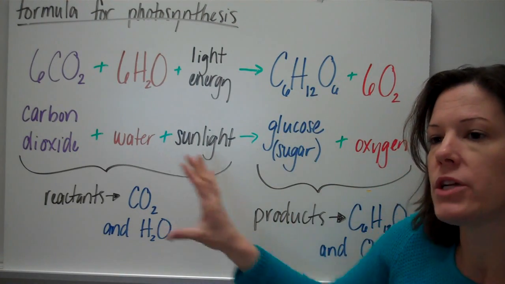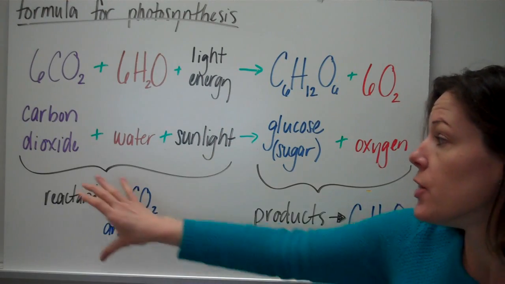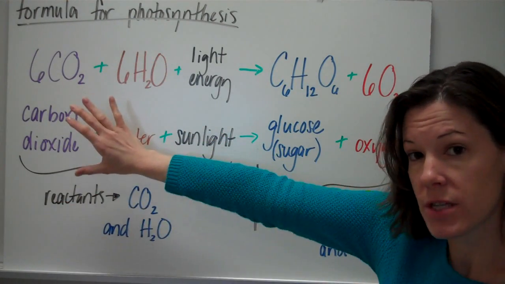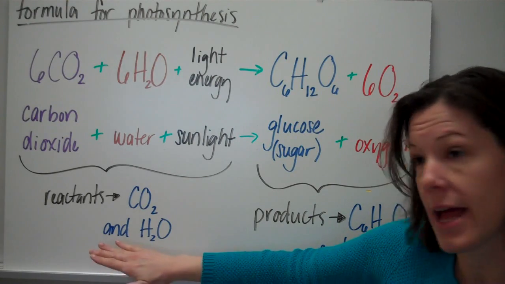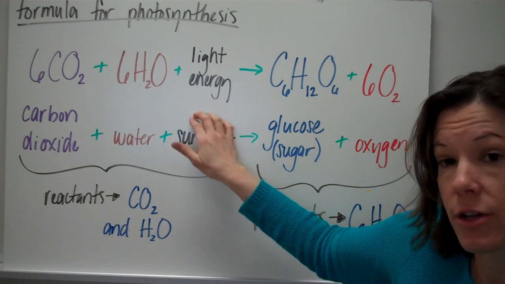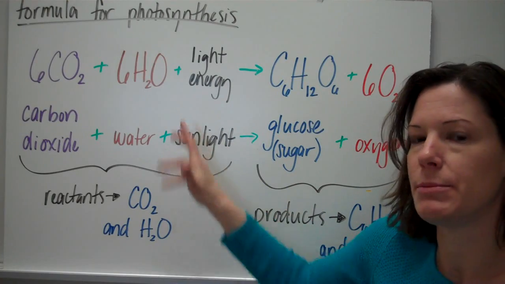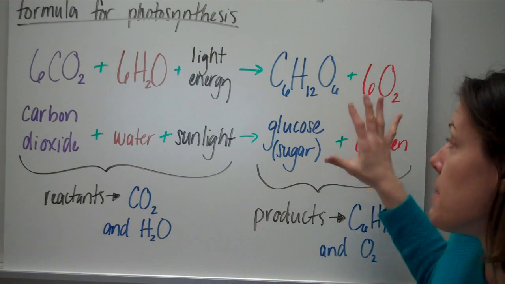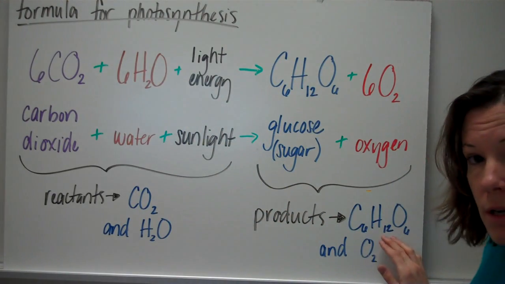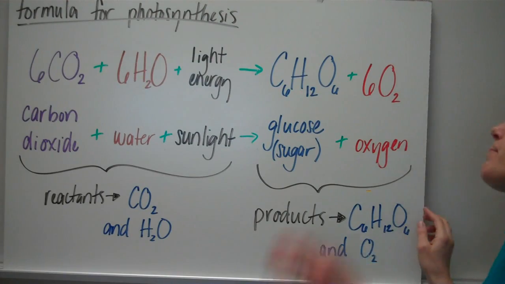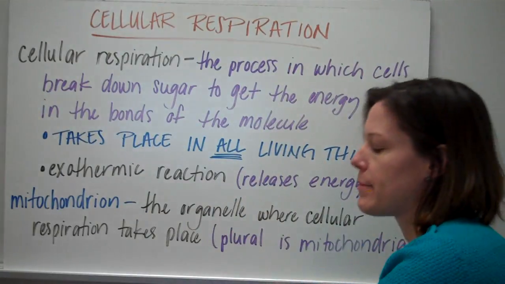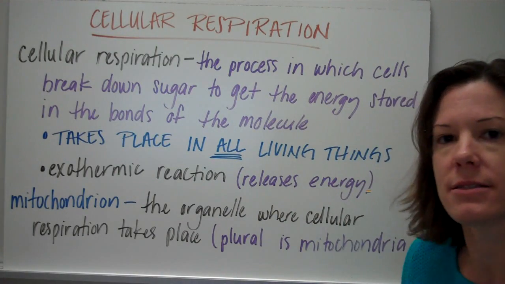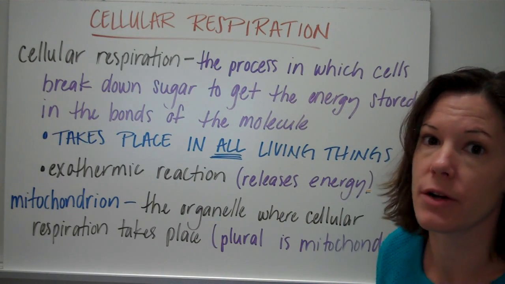When you talk about the chemical equation, the reactants are, remember, the left side of the equation, and they are carbon dioxide and water. The light energy does not count as a reactant because it's not made of atoms. And the products are glucose and oxygen. So all of that happens, and that's how the plants and the other photosynthetic organisms make their own food.